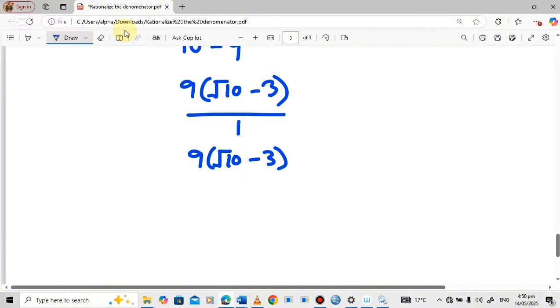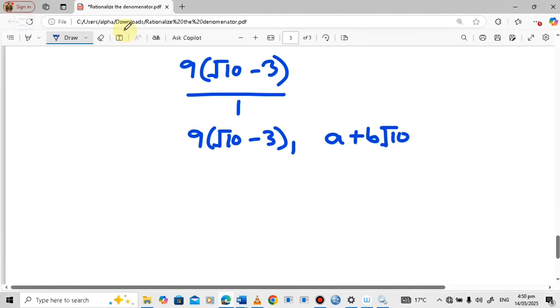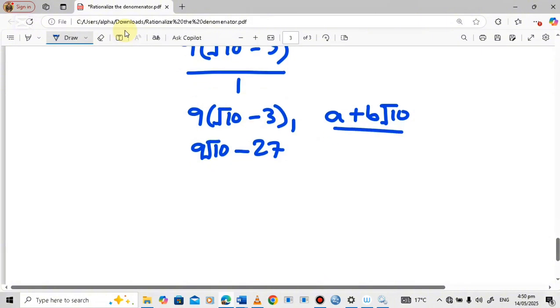So we need to write this in the form a plus b root of 10. Okay? So we'll do that first by multiplying the 9 by everything that is in the bracket. So we're going to have 9 root of 10. Then 9 times negative 3 is minus 27. So to get this form, we are going to have negative 27, because we are getting it together with a sign, plus 9 root of 10. So this is the answer.